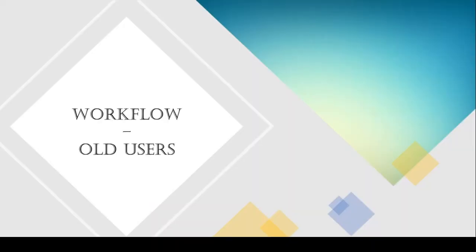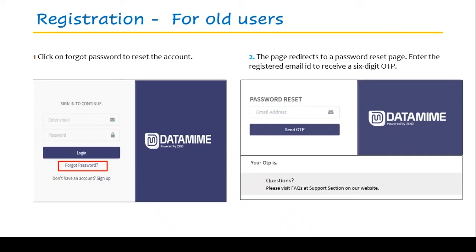Now that I've shown this for all the new users, there can be old users who were using the previous version of Datamine. Datamine was on a different version previously. So any old users who were using the previous Datamine have to follow a few steps to register onto the new version. The login page remains the same for old users also. You are going to use app.datamine.com to log into the page, but there is a different step that you have to follow.